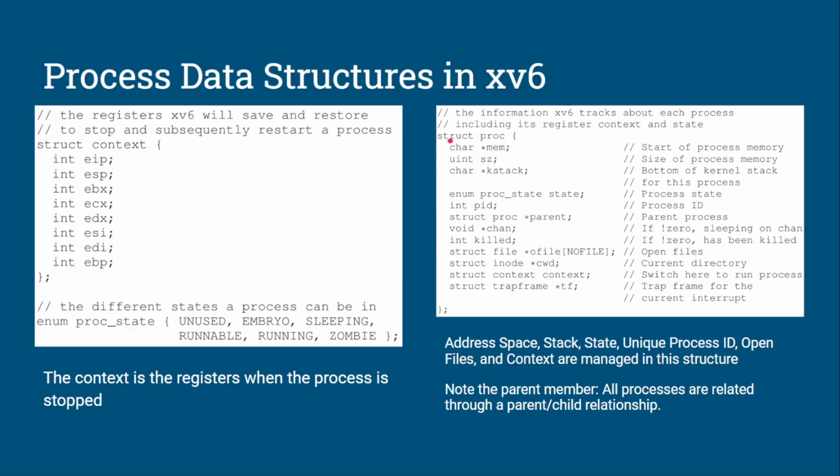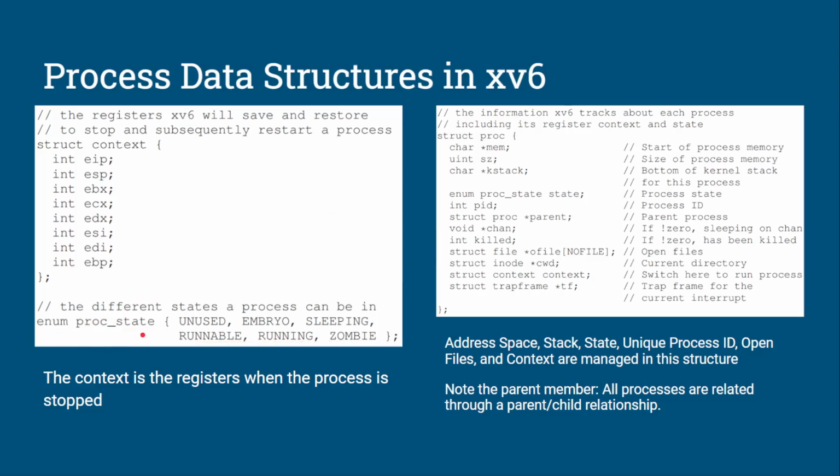One of the things that the process structure keeps track of is the process memory. This is the address space that we talked about in a previous video. This address space is kept track of within the process structure, as well as the size of the process memory. There's also the kernel stack, and this is simply a pointer to where that stack is located. This variable here, the state variable, is actually keeping track of the process state. And this is actually an enum that is defined in another part of the file.